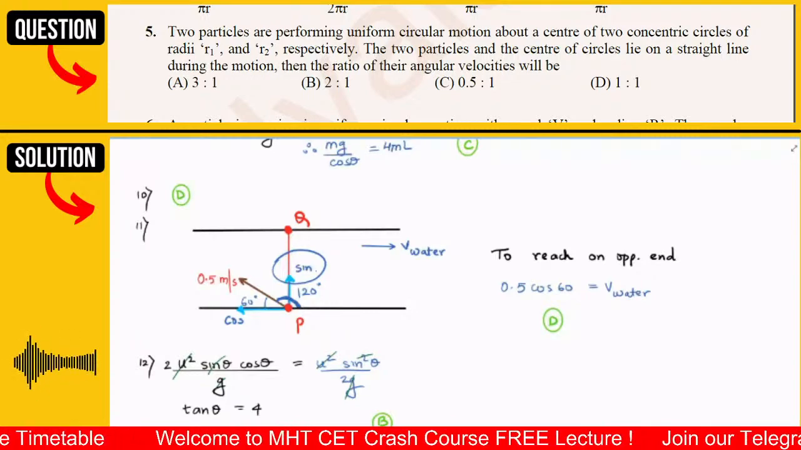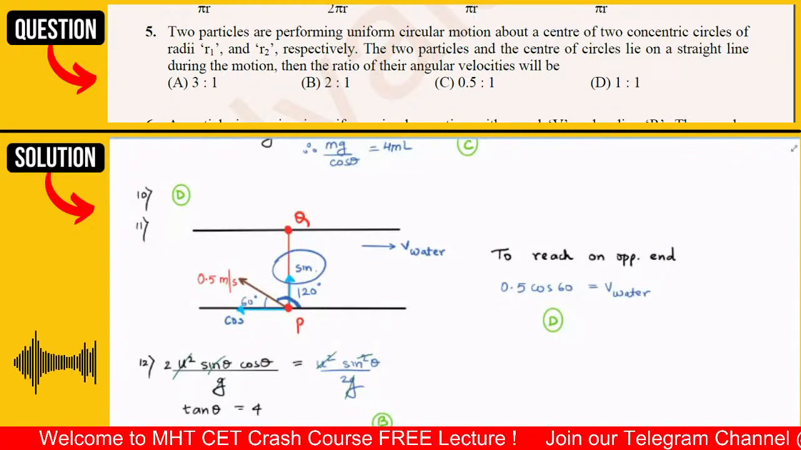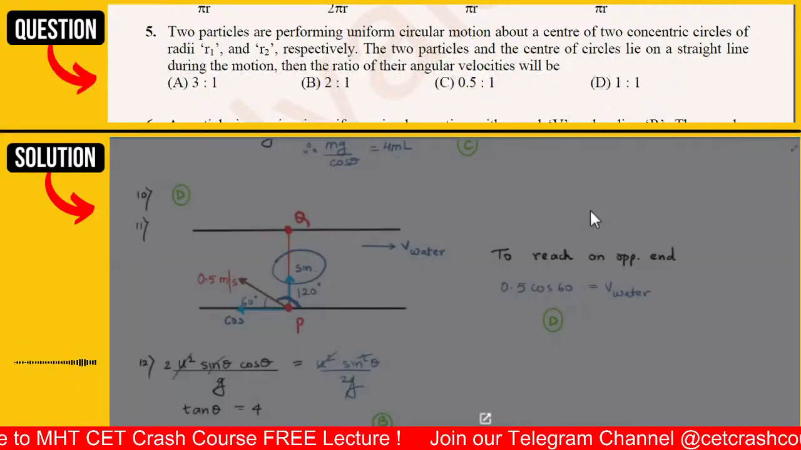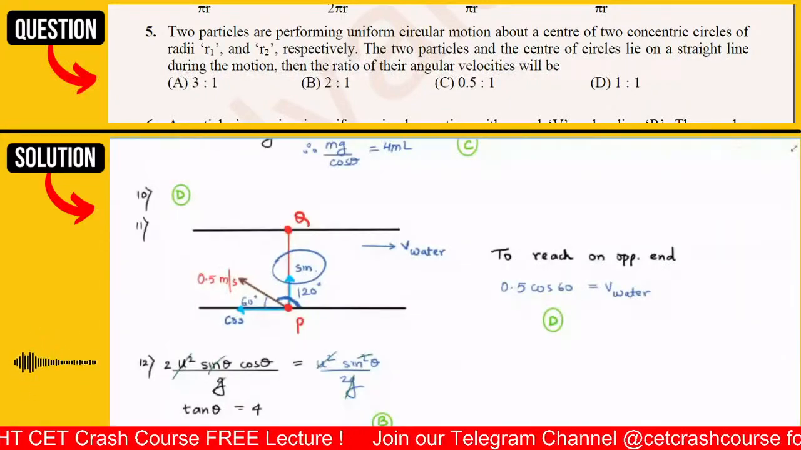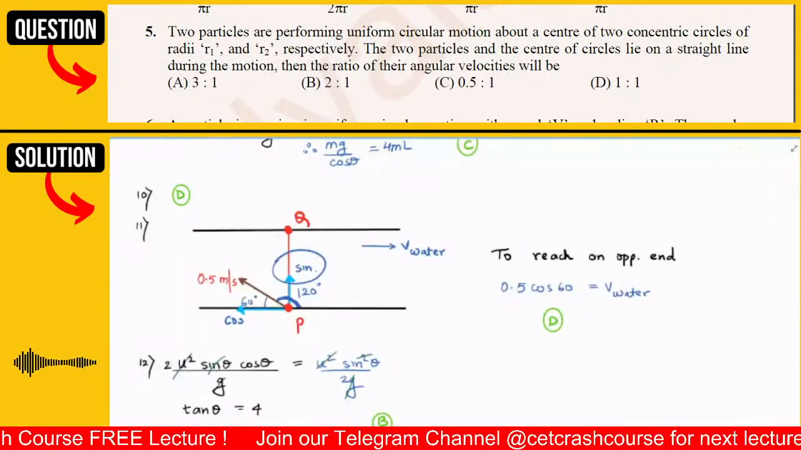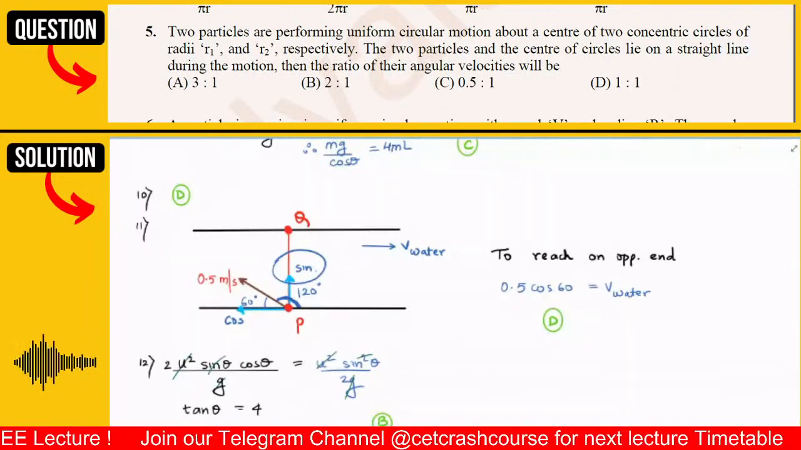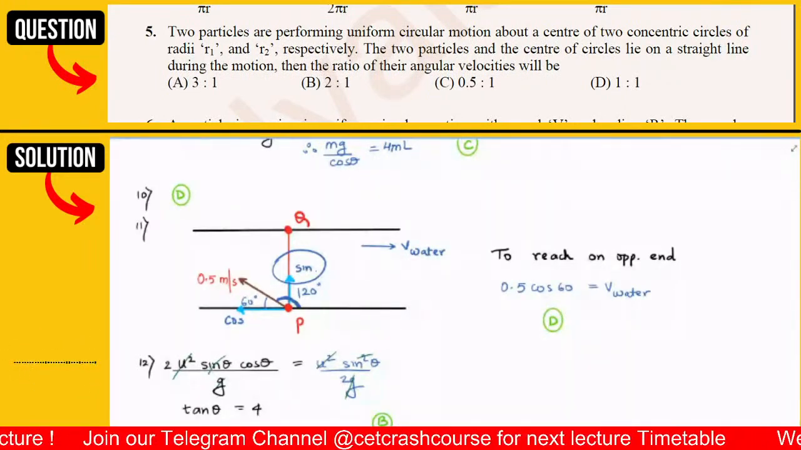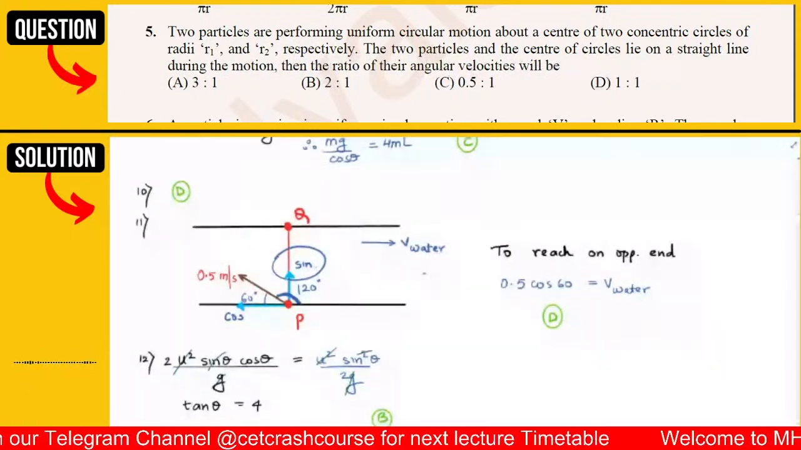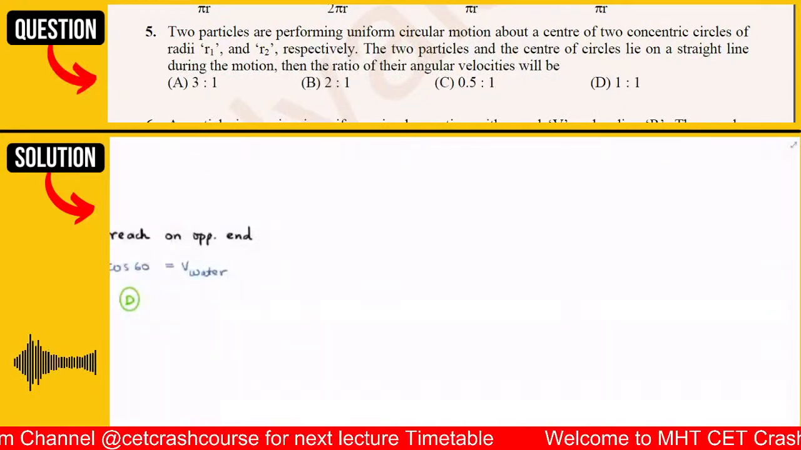A person aiming to reach exactly the opposite bank of a stream is swimming with a speed of 0.5 meters per second at an angle of 120 degrees with the flow of water. The speed of water in the stream is. Now students, let's understand this. I'm going to re-explain it over here.